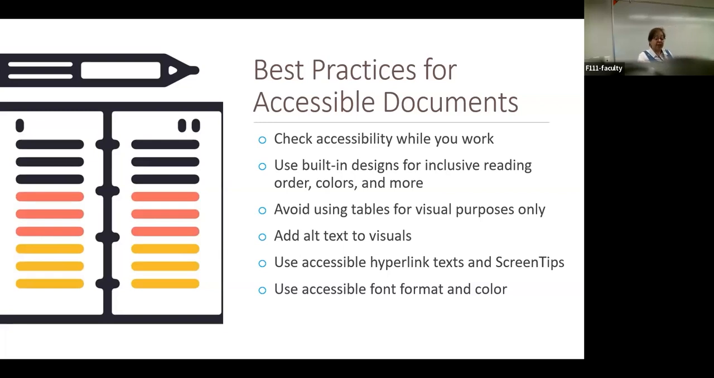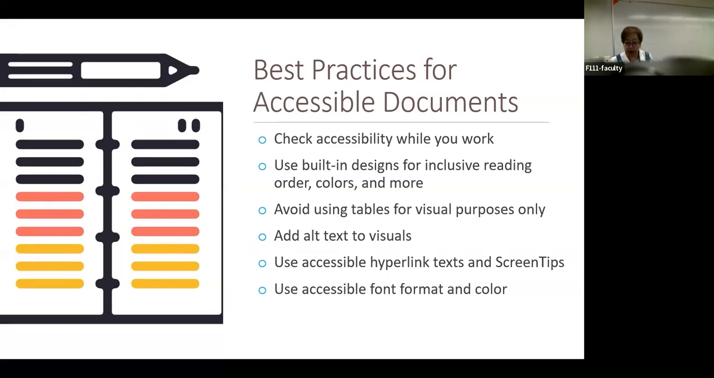Use accessible hyperlink texts and screen tips, absolutely. And use accessible font format and color. Every time you put up a hyperlink, it specifically is in a certain color. Some of those colors are really easy to see. Some of them, there are subtle differences that if you are visually impaired, you may not be able to see easily. Changing it to a darker blue, for example, is a simple, straightforward way to do that.